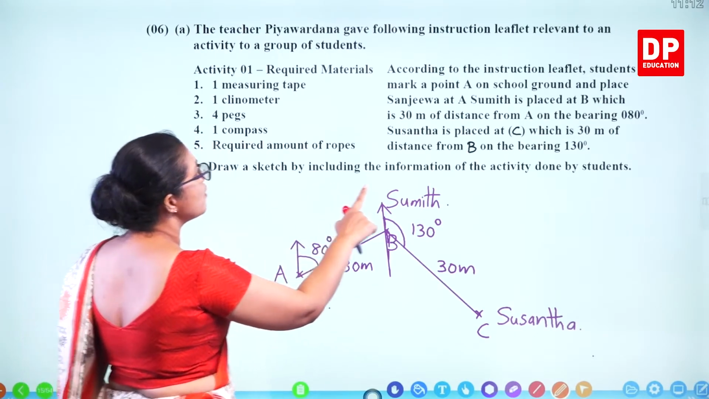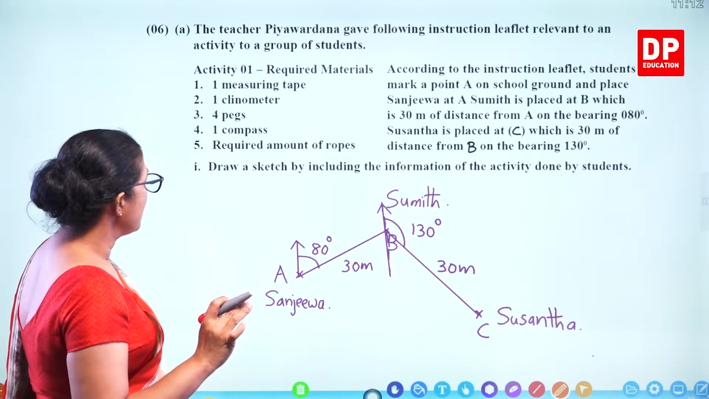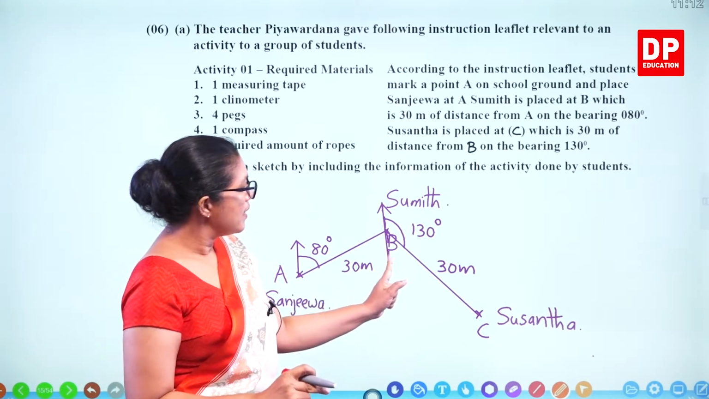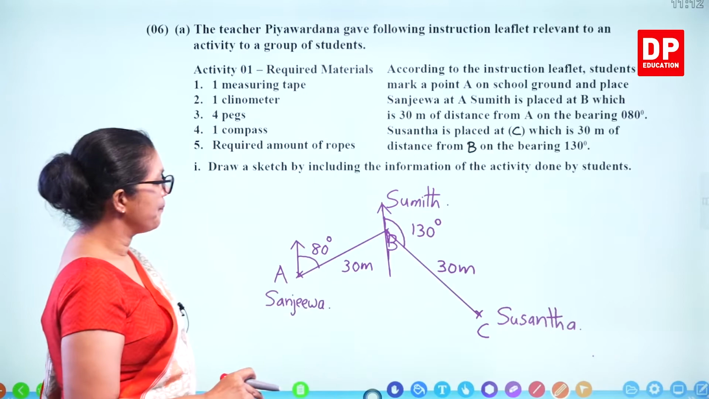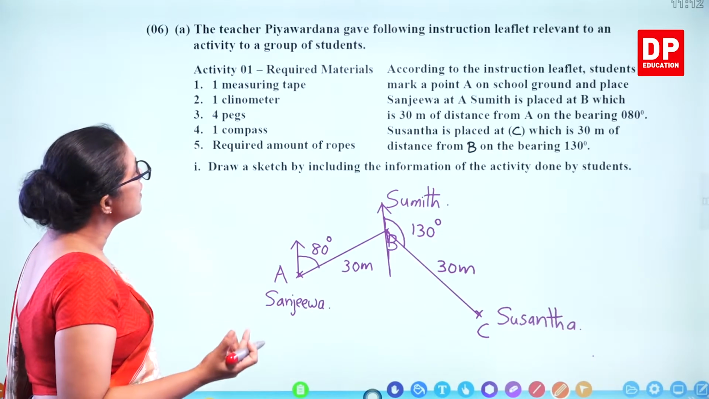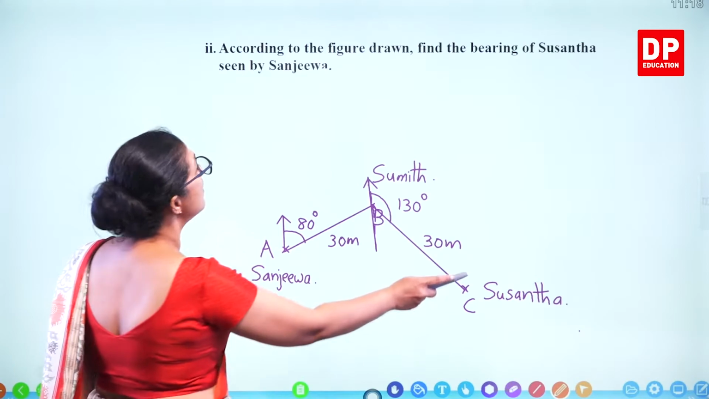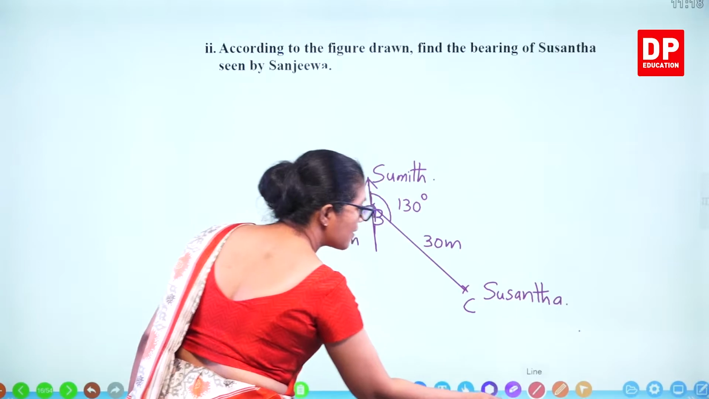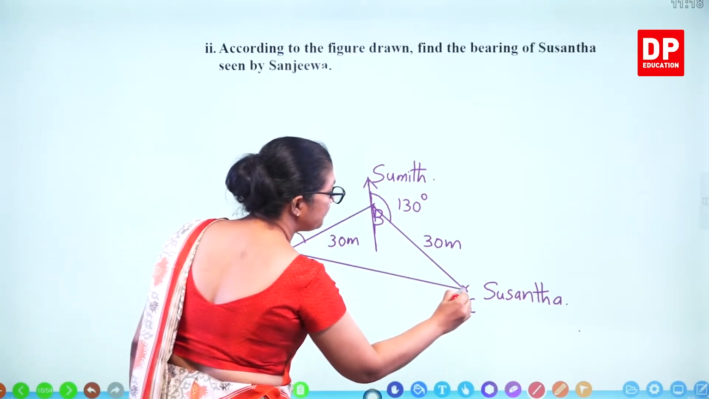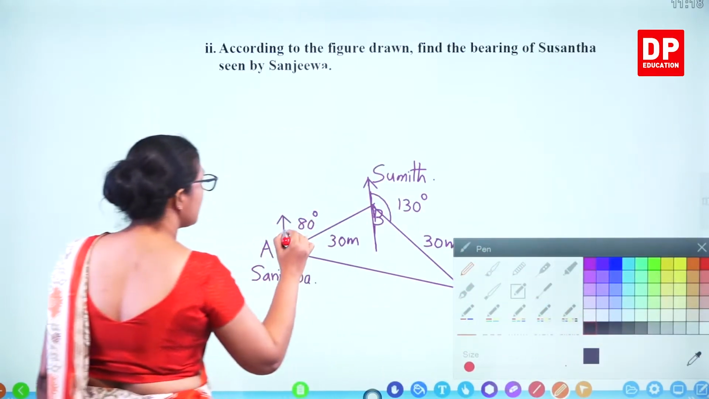So draw a sketch by including the information of the activity done by students. So this is the diagram. This is Sanjeeva, Sumit and Susantha. So 30 meters here, 30 meters there. Now we'll do the next part. According to the figure drawn, find the bearing of Susantha seen by Sanjeeva. So this is the bearing. So we'll draw a line here. So we need to find out this angle.